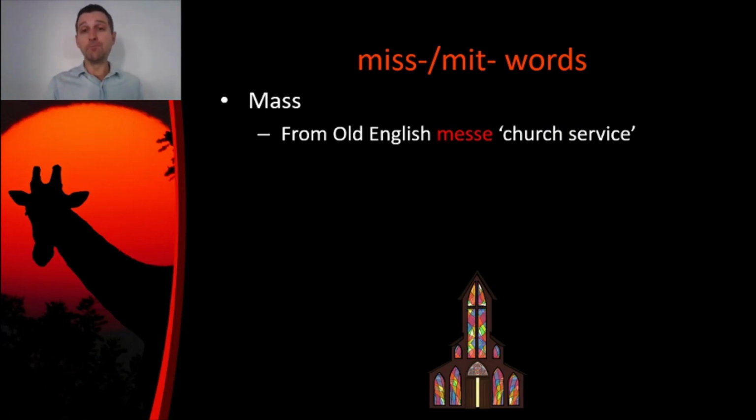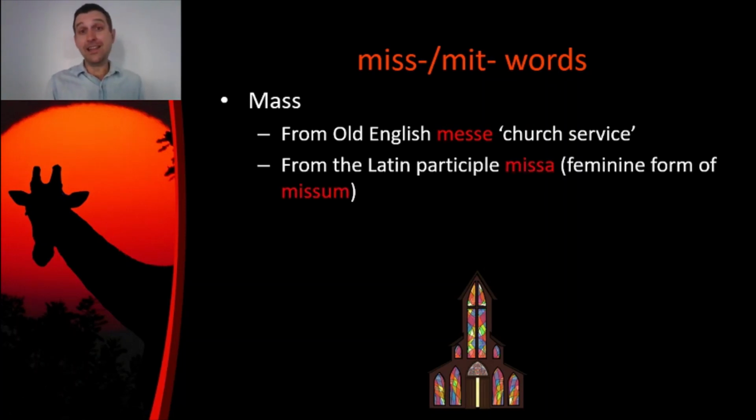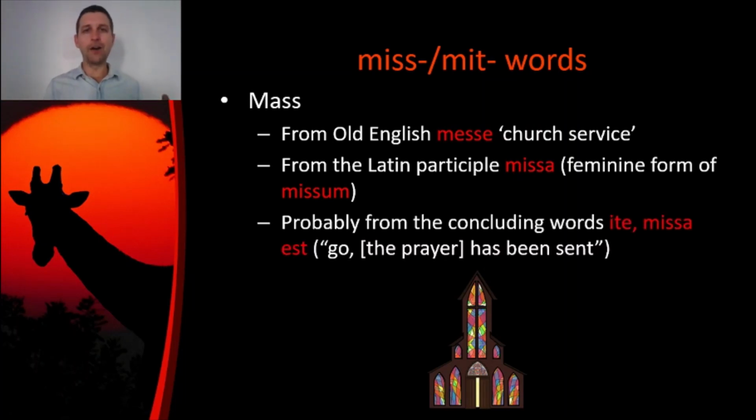So the Old English messa just comes from the participle missum, but it actually comes from the feminine form missa. You can just see the ending is a little bit different there. Why does it come from this? This is actually something that we talked about in a previous safari. Actually, we talked about this on the Christmas episode, which is still one of my favorite episodes. Lots of cool stuff in there.